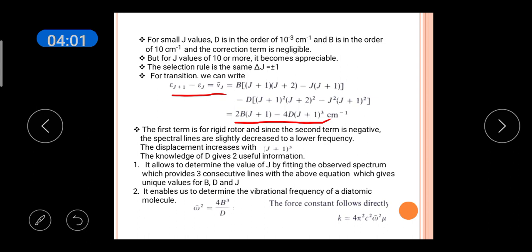The knowledge of D gives two useful pieces of information. It allows us to determine the value of B by fitting the observed spectrum with the above equation. So, if you have 3 consecutive lines from the observed spectrum, it gives unique values for B, D and J. It also enables us to determine the vibration frequency of a diatomic molecule given by omega bar square is equal to 4B cube divided by D. The force constant can also be directly obtained using the known formula for k, which is equal to 4 pi square c square omega bar square mu.